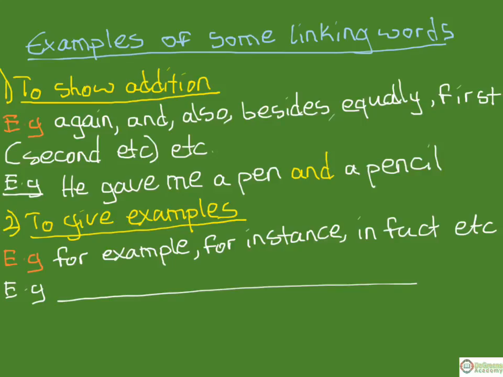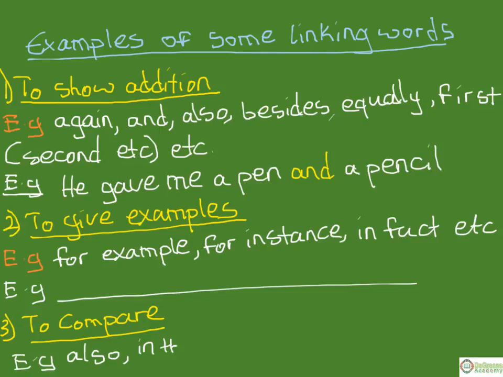And so, you then have to fill this gap. You give an example of a sentence that gives examples. So you use these words to give your own sentence, and you equally underline the linking word that you have used. The third one is to compare. And so, we can say also, we can say in the same manner, we can talk of similarly, etc. You equally give an example.